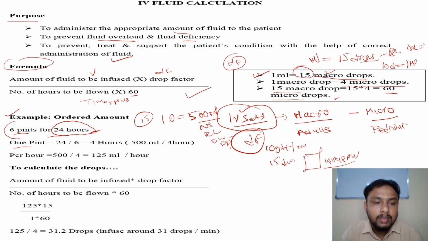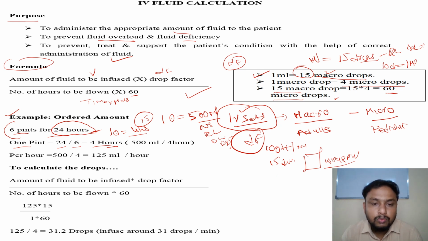1 pint equals 24 by 6. It means 4 hours. It means in each 4 hours, 1 pint is to be transfused. It means 6 fours are 24. For each pint, 1 pint is to be given in 4 hours time.